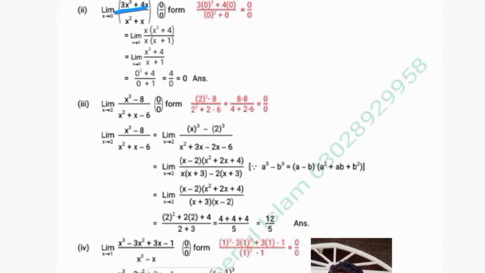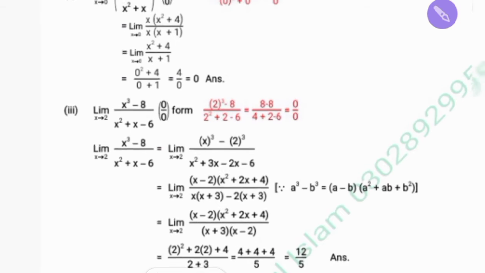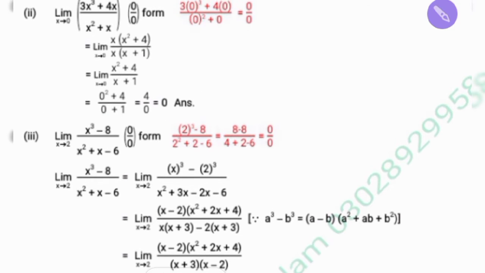We can take x common from the numerator, and there is 3x cube plus 4x. If we take x common, the remaining will be 3x square plus 4. And there is x square plus x in the denominator. If we take x common, the remaining will be x plus 1. Now we have to put the value of x here.